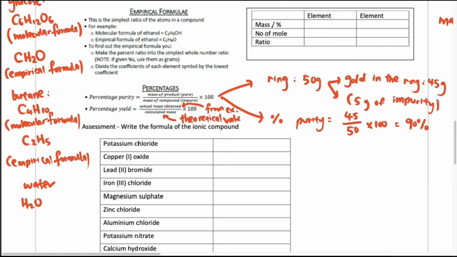In practice, sometimes we can't get one. So that's why we take the actual mass from experiments, divide by the calculated mass from theory, multiply with 100, and then you get the percentage yield. So let's see one example.